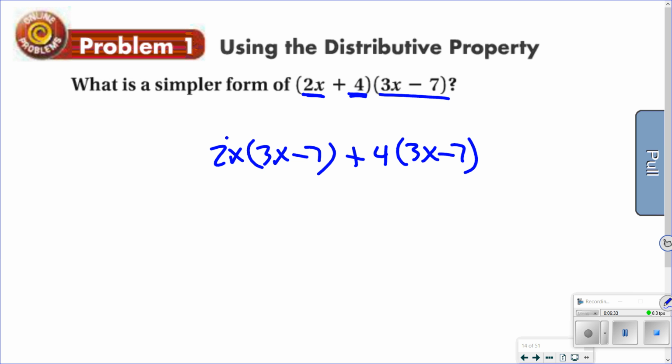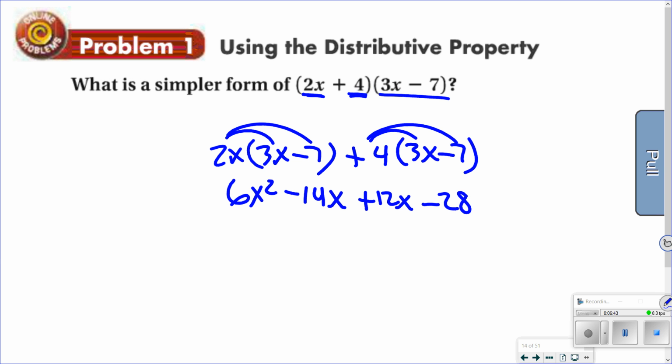Okay, distribute, that would be 6x squared minus 14x plus 12x minus 28. When you're done, after you multiply these out, always make sure you've combined like terms. We've got like terms right there in the middle, the minus 14 plus 12, so this would be 6x squared minus 2x minus 28.